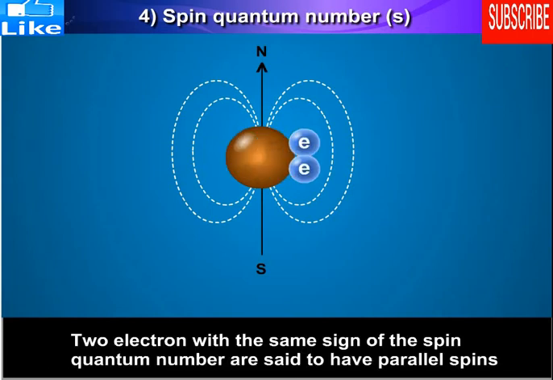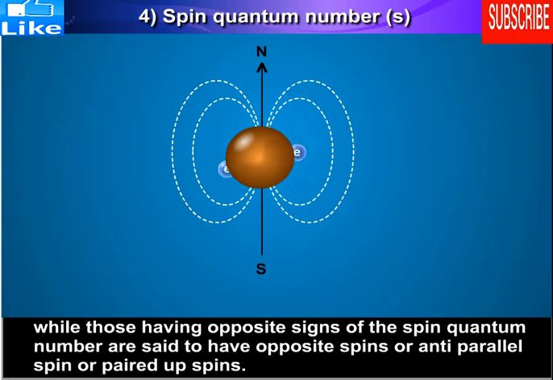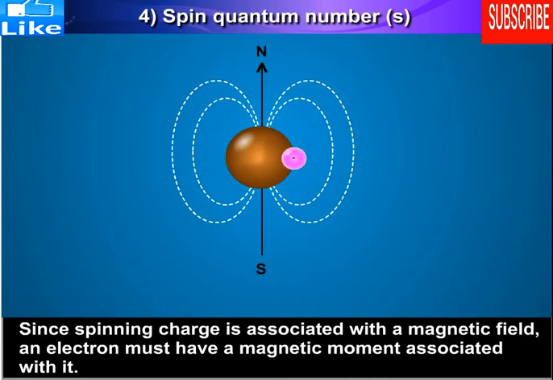Two electrons with the same sign of the spin quantum number are said to have parallel spins, while those having opposite signs of the spin quantum number are said to have opposite spins, or anti-parallel spin, or paired up spins. Since spinning charge is associated with a magnetic field, an electron must have a magnetic moment associated with it.